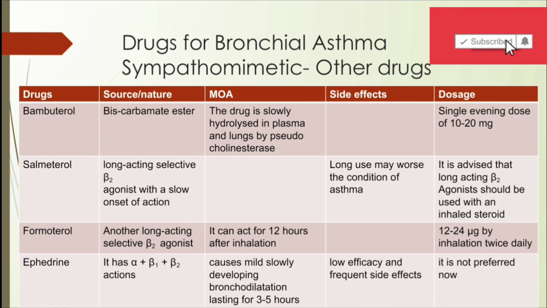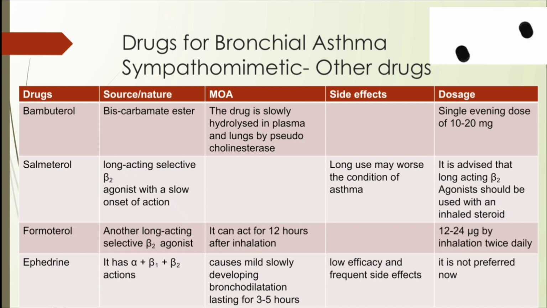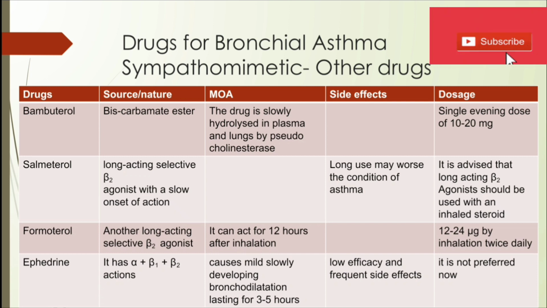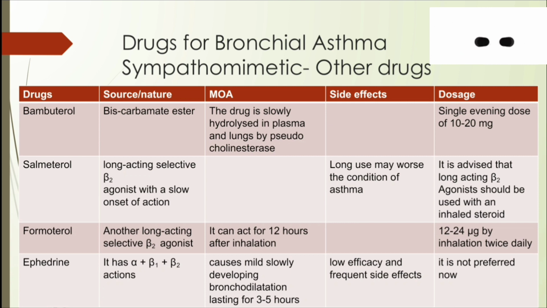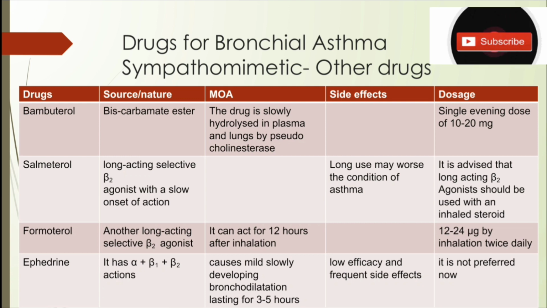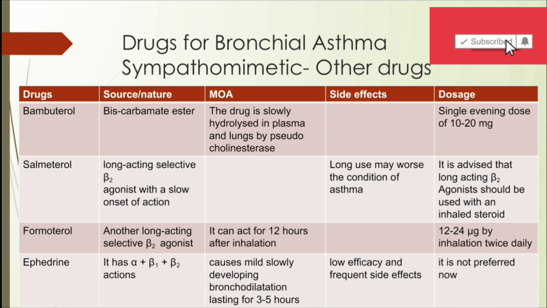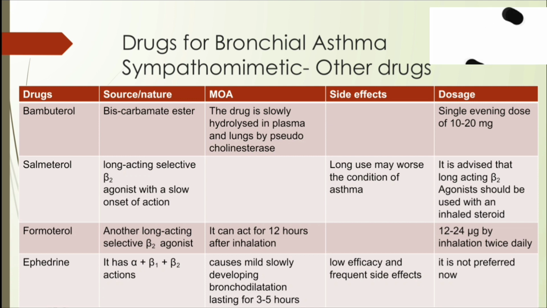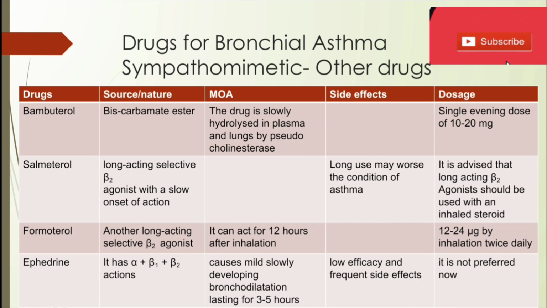Then formoterol, another long acting selective beta 2 agonist which acts for 12 hours when inhaled. In comparison to salmeterol, formoterol has a faster onset of action. It is used on a regular morning and evening schedule for round the clock bronchodilation, and the dose for this is 12 to 24 microgram by inhalation twice daily.